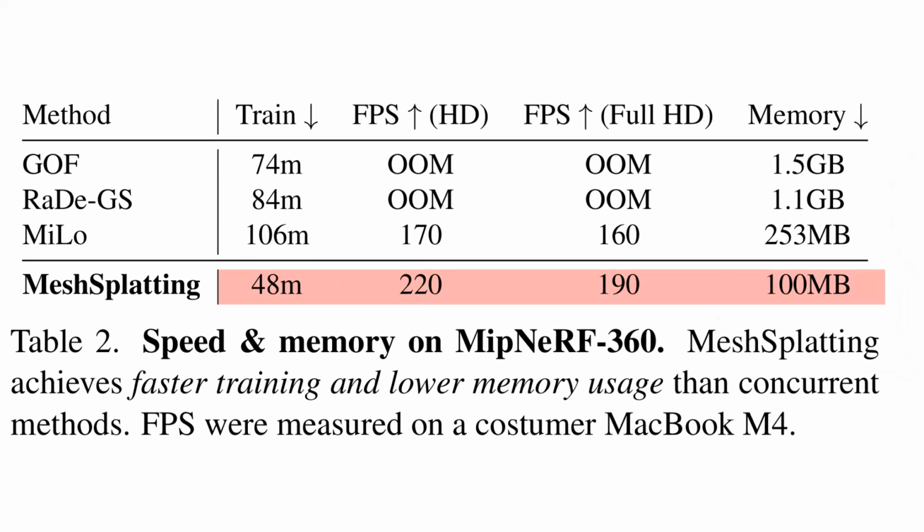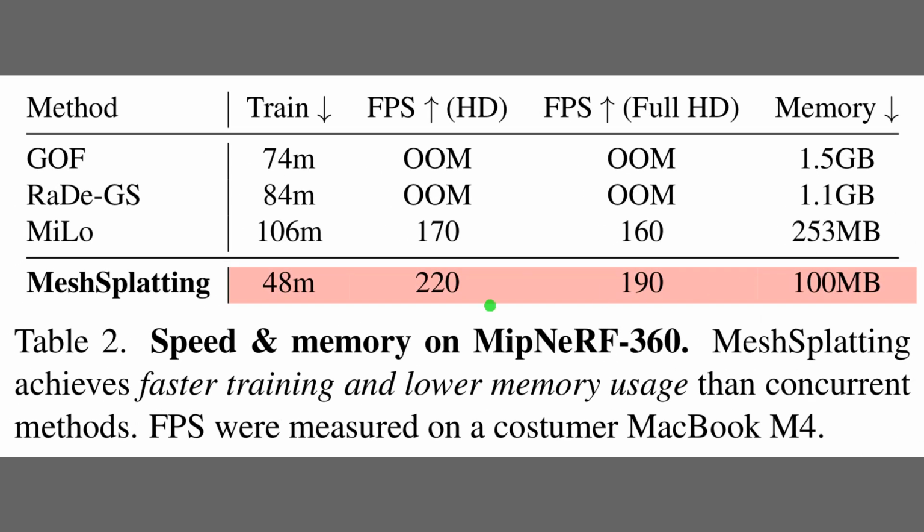So while Figure 5 focused on visual quality, Table 2 summarizes how fast and lightweight these methods are. The table lists training time, frames per second, and memory for each renderer on the MIP-NeRF 360 dataset. MeshSplatting finishes training in about 48 minutes, which is roughly half the time of Milo. It also reaches around 220 frames per second in high definition and 190 in full high definition, while fitting into about 100 megabytes, so it stays both real-time and very compact.